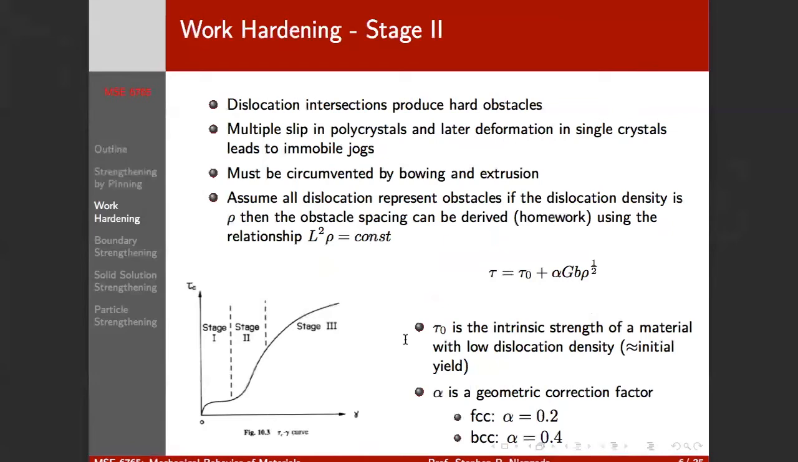But anyway, tau naught here is the intrinsic strength of the material with a very low dislocation density. What's going to basically determine tau naught?